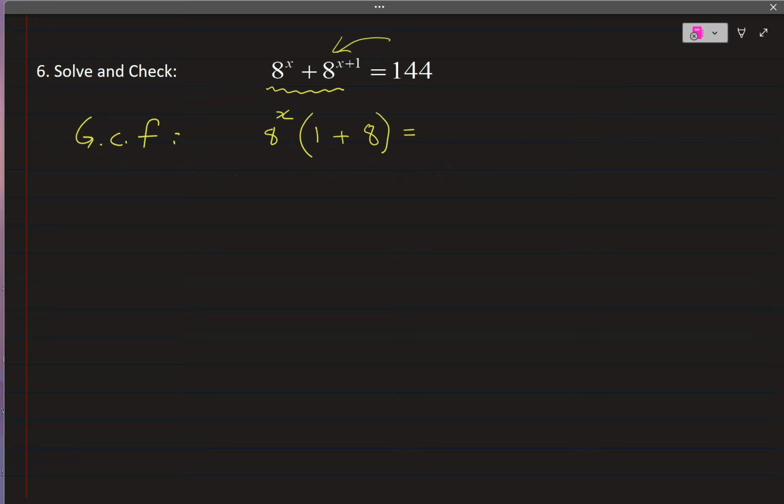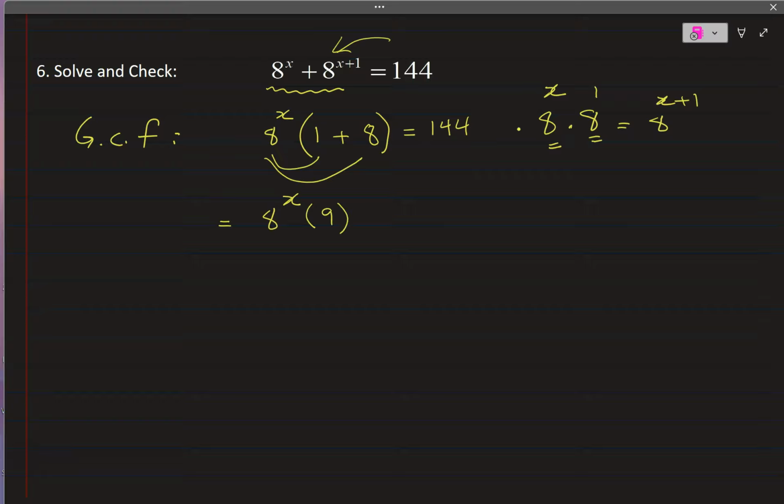Now be aware, right? So 8 to the x times 8, because 8 is to the exponent of 1, same base. What are you going to do with exponents? You're going to add them. That's what you are going to get. We just factor that out. So when you multiply these two, you're going to get the top two terms back, and then, of course, equals 144. Now, what do we have? We have 8 to the x times 9 equals 144.